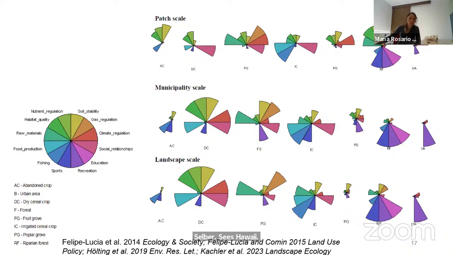Here I just use a circular figure to represent the relative contribution of each of these land use types to each of these ecosystem services. As I was saying here, riparian forest, which is this one, contributed to the largest proportion of most of these services, but that was at the patch scale. However, when we were looking at the municipality and landscape scale, we see that for the cultural services, riparian forests were still important, but they had smaller values for others.